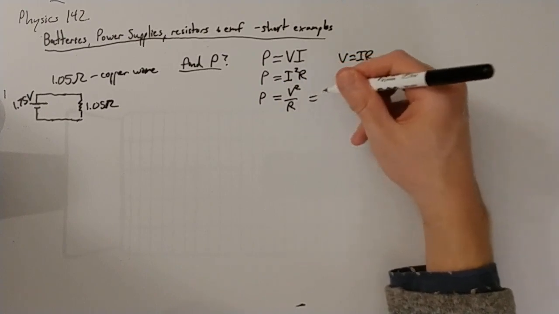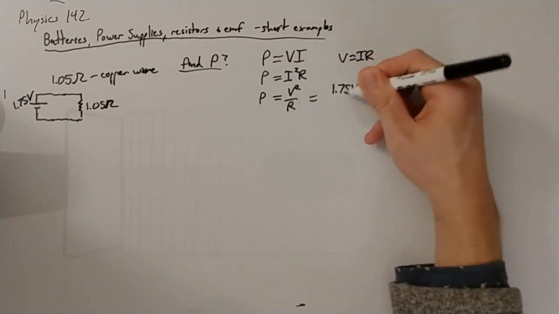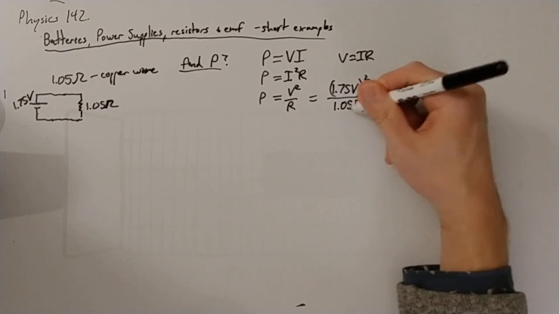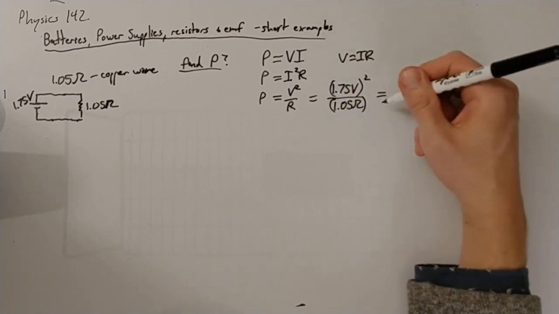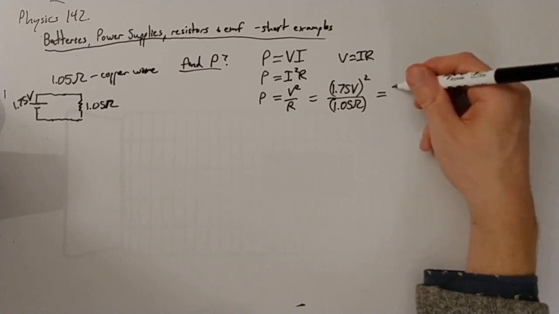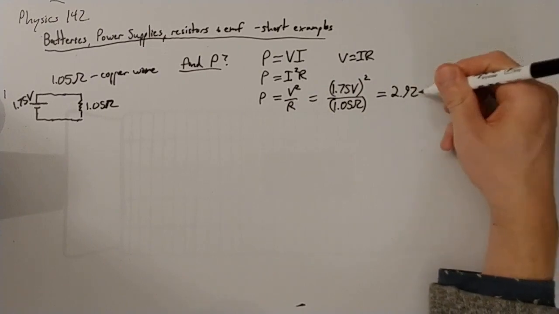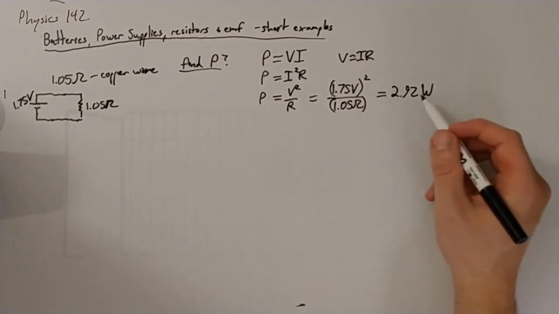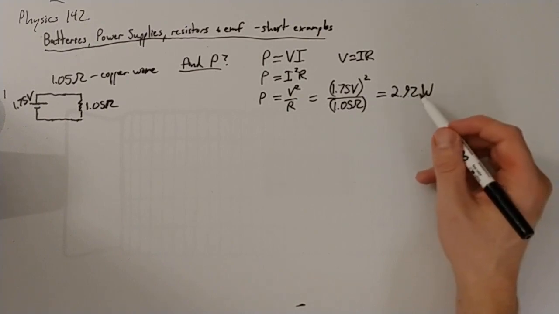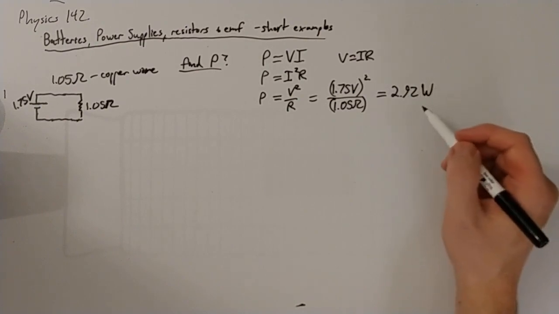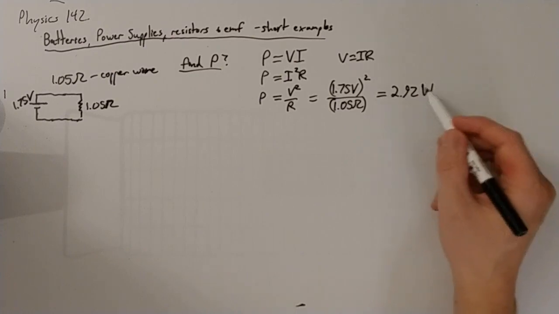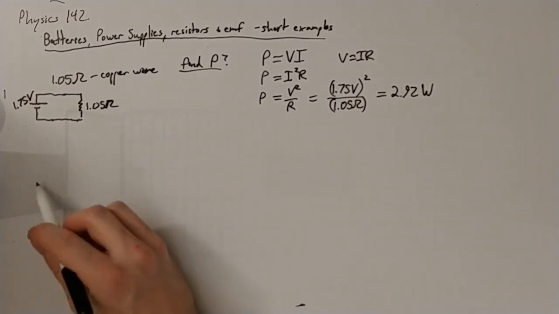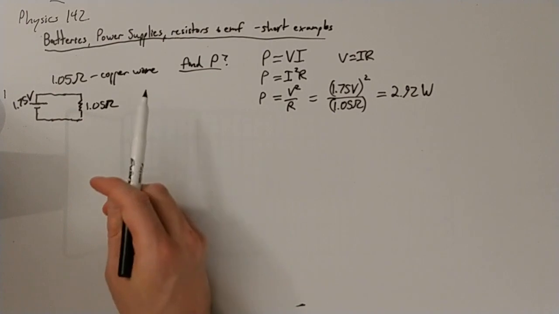We can plug in the numbers. We plug in 1.75 volts, which gets squared, and 1.05 ohms down here, and we get an amount of power in watts. I think the answer is something like 2.92 watts from this particular circuit. So if I was trying to light a 100-watt light bulb, that's not enough power, but you do dissipate a decent amount of power just from this wire. That's just an example of finding power using these power formulas.